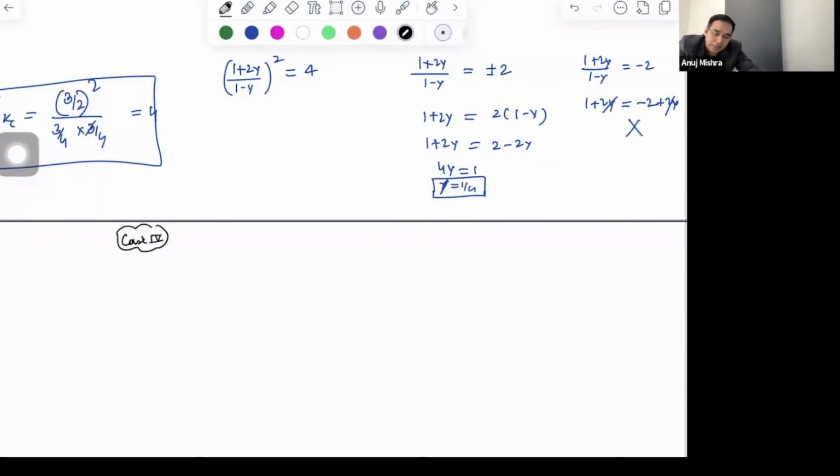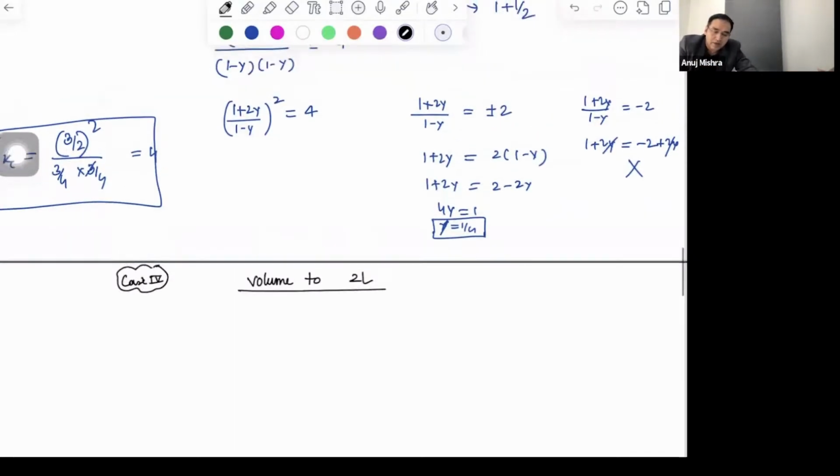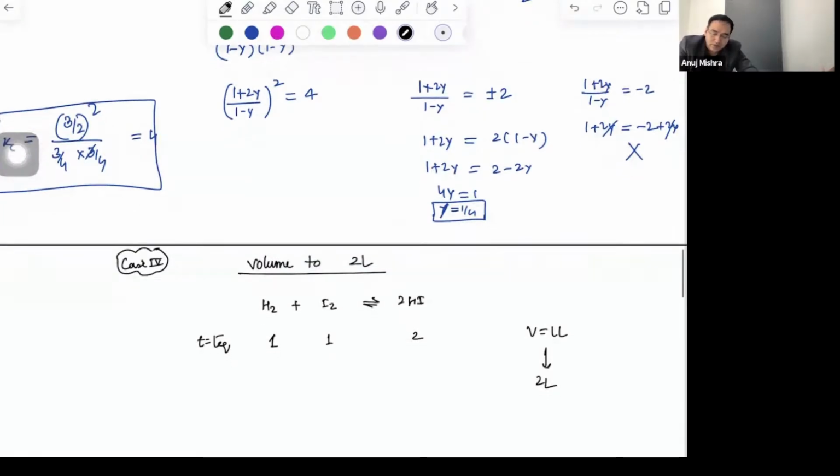Now I'm changing. Let's say case number 4 is increasing volume to 2 liters. अब क्या होगा? What will happen? So we'll say our equation was H2 plus I2 gives 2HI. I'm coming to the first equation: 1, 1 and 2 at equilibrium. Volume was 1 liter. You are making it 2 liter. So as soon as you make it 2 liter, you have to write 2 here.